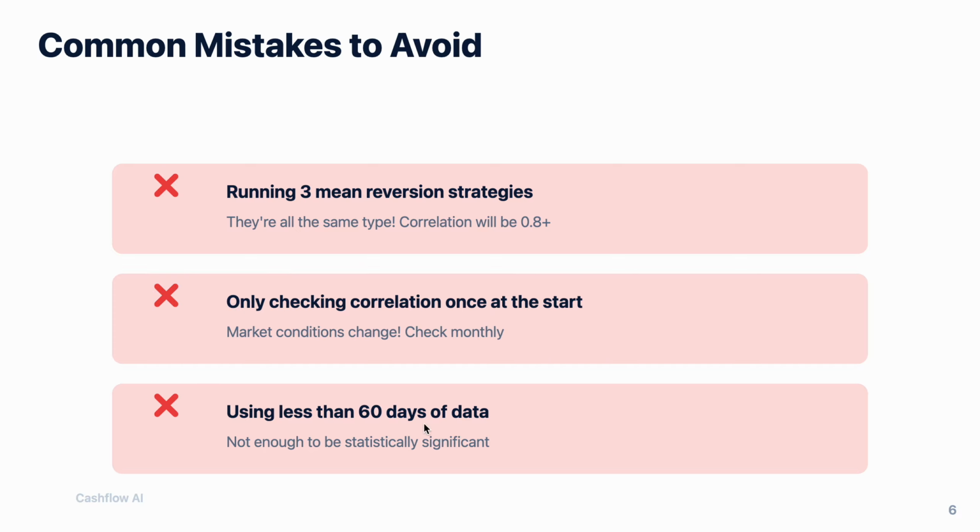And the last is using less than 60 days of data. You really need a lot of trades for this to make sense. So you want to look longer than 60 days. 90 days is a good sweet spot to really understand what your correlation is and go from there.